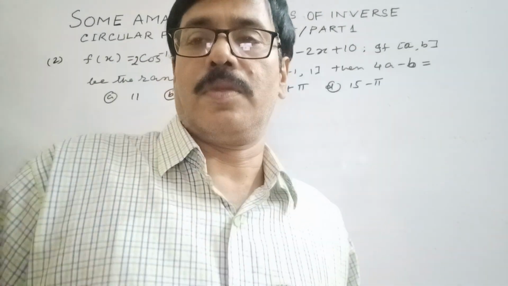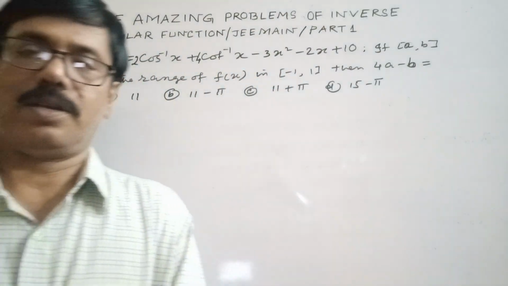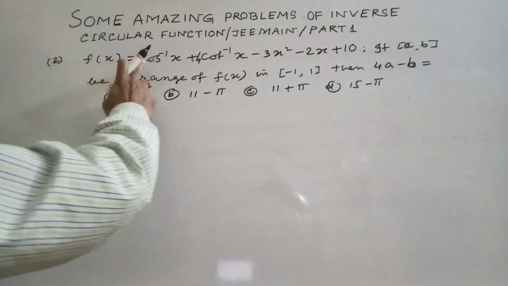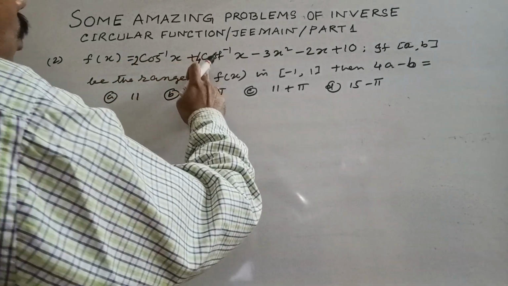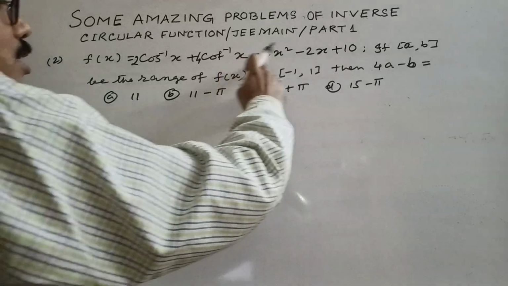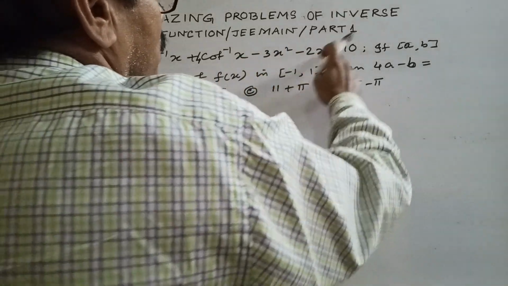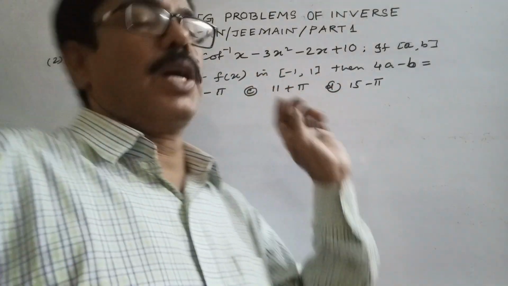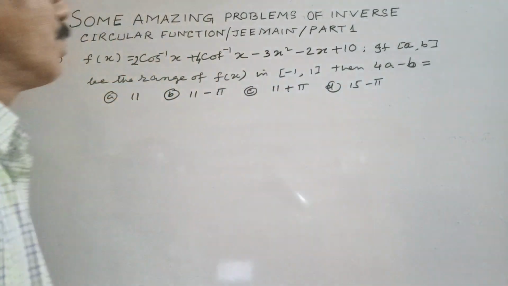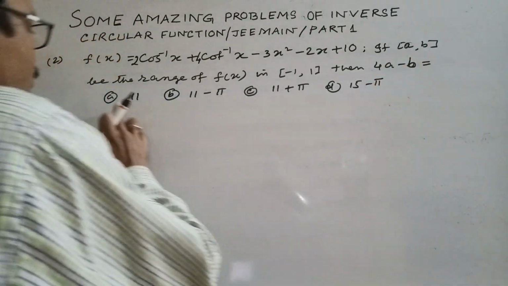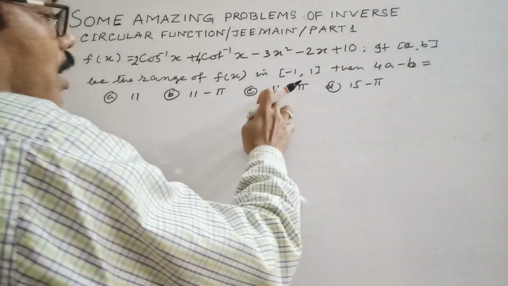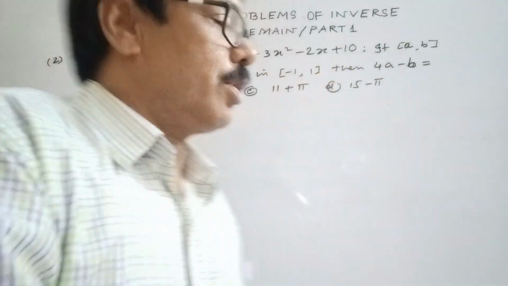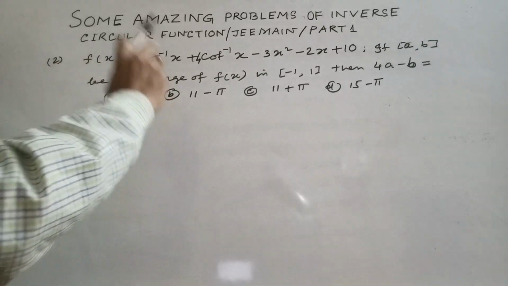Next, now we consider one more problem. f(x) equals 2 cos inverse x plus 4 cot inverse x minus 3x square minus 2x plus 10. If [a, b] is the range of f(x) in [minus 1, plus 1], then 4a minus b equals: 11, 11 minus pi, 11 plus pi, 50 minus pi. So this is also a mixed problem.